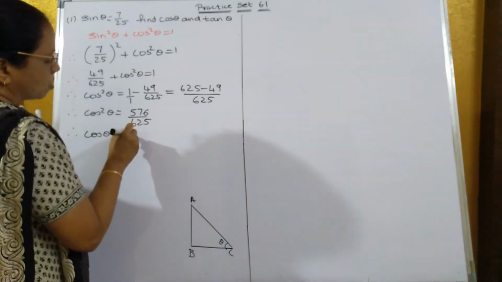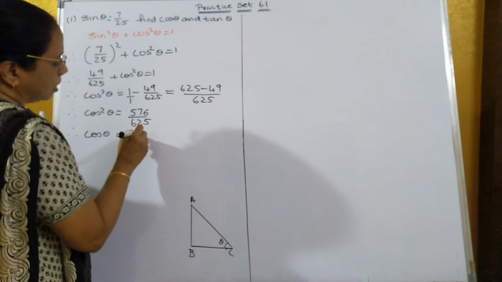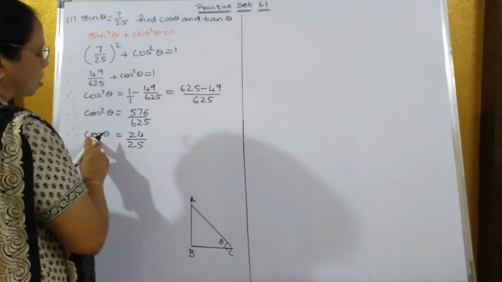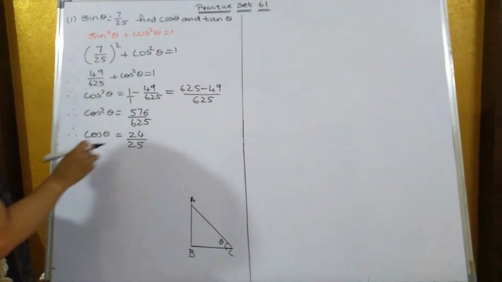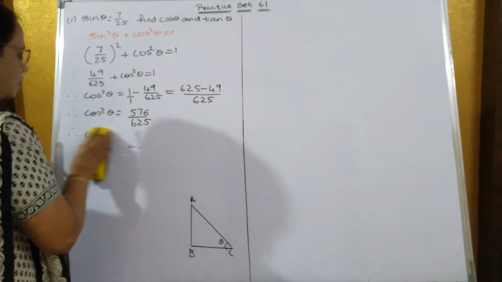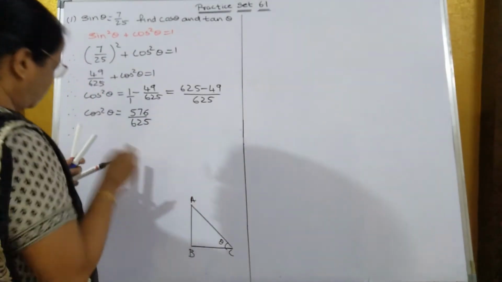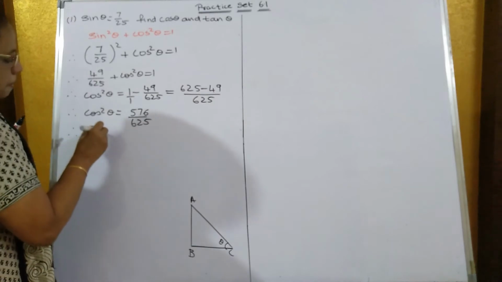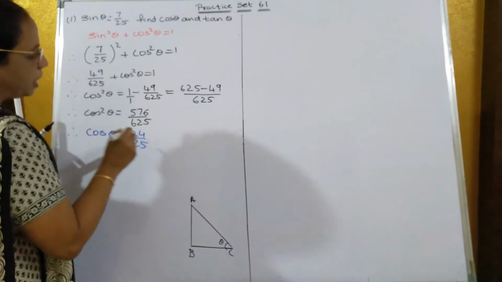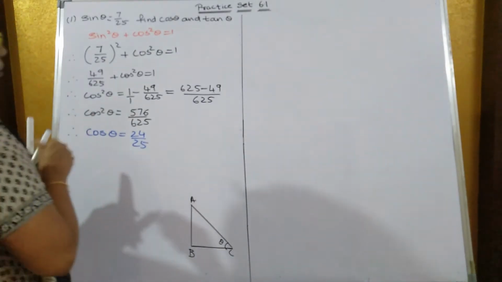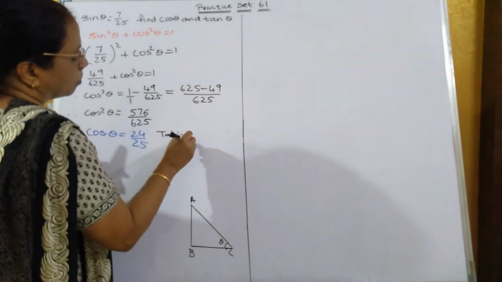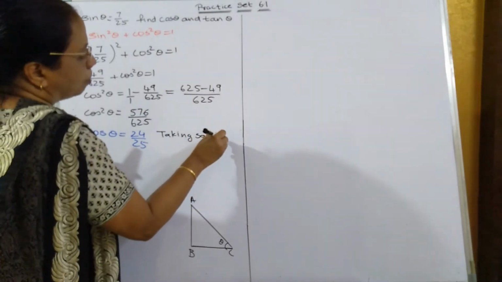Therefore cos theta is equal to what? 576 is a square of 24, and 625 is a square of 25. So cos theta's value is what? 24 upon 25. So cos theta is equal to 24 upon 25. So you can write over here taking square root on both sides.